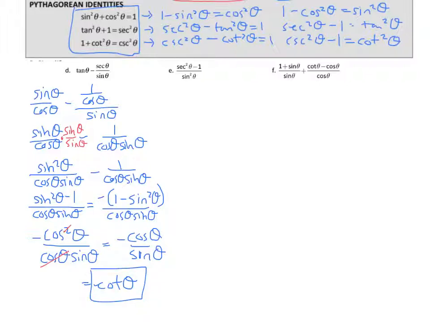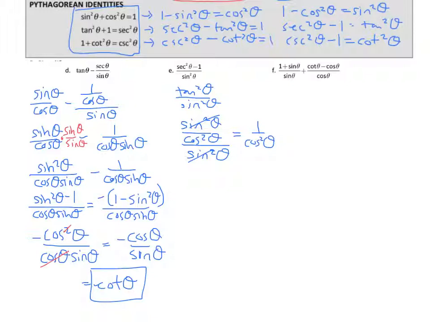In the next example, I recognize a Pythagorean identity right away. Secant squared theta minus 1 is tangent squared theta over sine squared theta. And then I'm going to simplify. Tangent squared theta is the same as sine squared theta over cosine squared theta. And this is divided by sine squared theta. And I can cancel my sine squared thetas and end up with 1 over cosine squared theta.